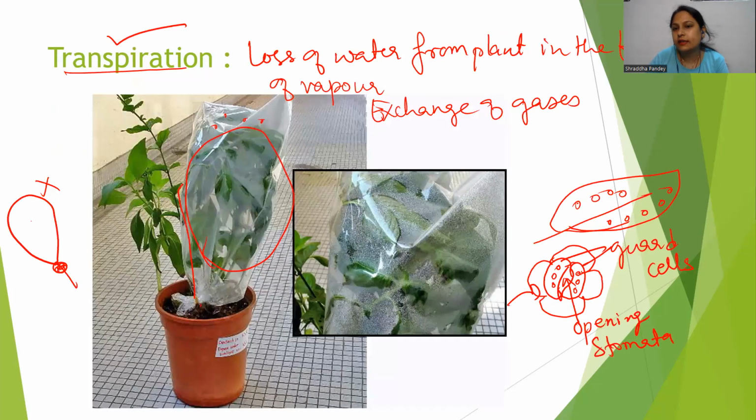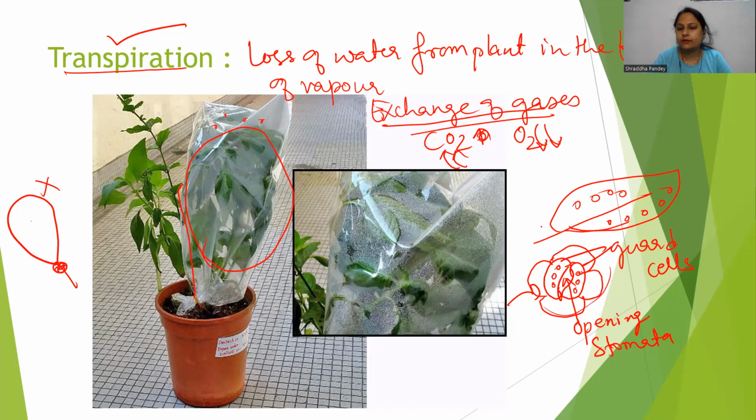These minute openings are there. From this opening, I told you gaseous exchange also takes place. What is the gaseous exchange? CO2 is taken inside and O2 is released from the leaf, released outside. So this gaseous exchange is also taking place through this stomata.